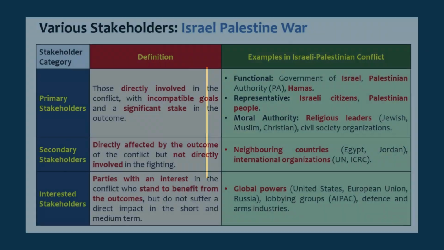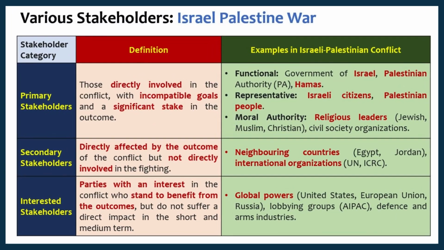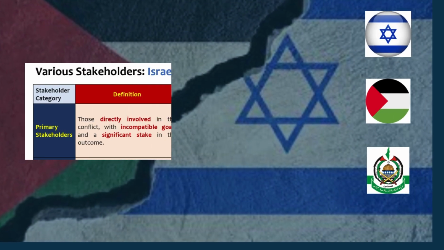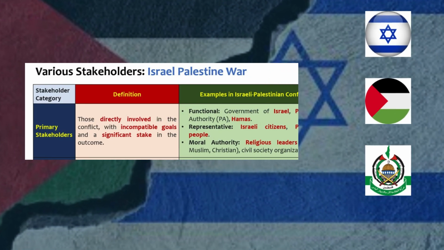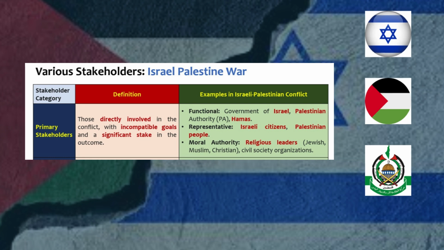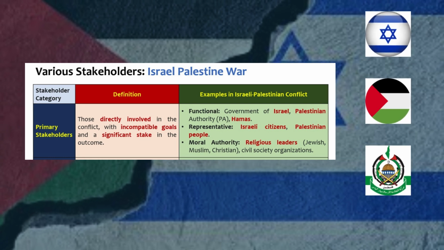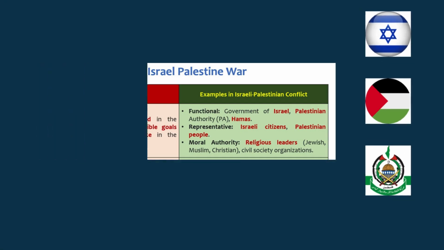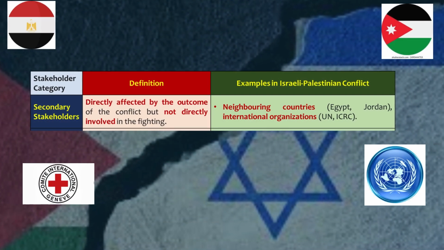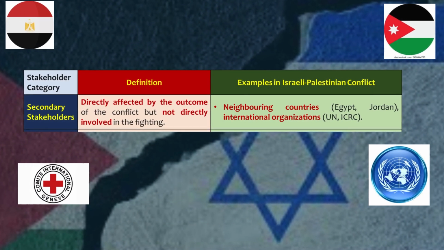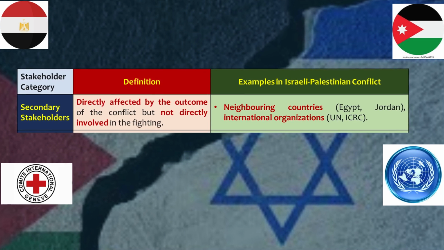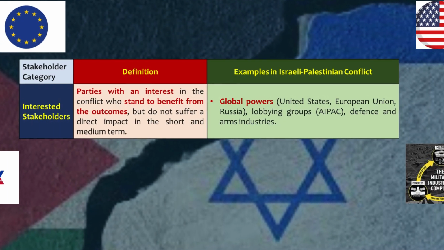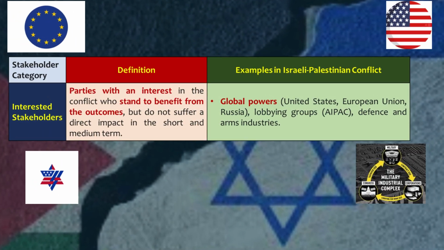In context of Israeli-Palestinian conflict, the various stakeholders involved are primary stakeholders, which includes combatants like the Israeli government and Palestinian Authority, as well as Israeli citizens and Palestinian people. Religious leaders also hold a significant moral authority. Secondary stakeholders are neighboring countries like Egypt and Jordan, and international organizations like the UN. Finally, interested stakeholders are global powers, lobbying groups, and the defense industry.